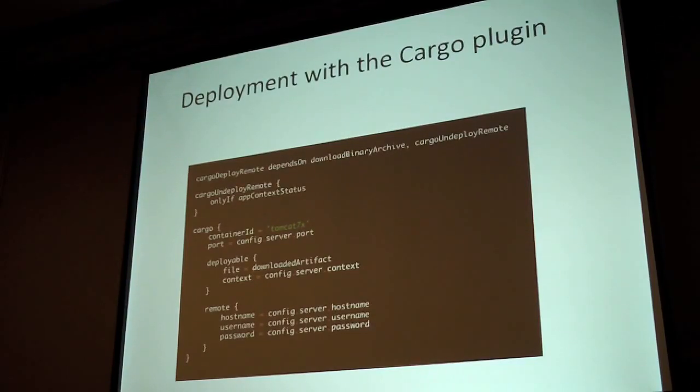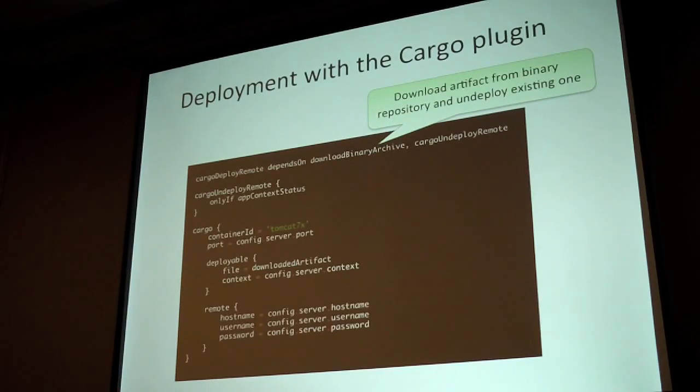So you can see, well, we have a configuration block called cargo here. It provides a container ID, so Tomcat 7 should be used. There's a port, and the port is read from our Groovy configuration that we read before. There's another configuration block here which defines the actual deployable. There could be multiple deployables as well. And we can say, well, it lives on that host name, and we require these username and password.